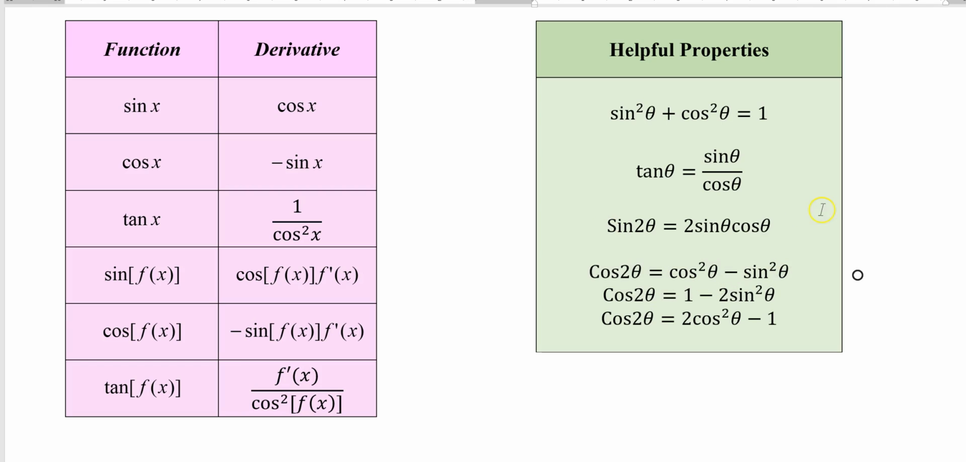This table over here has just some properties that we came across. So sine squared theta plus cos squared theta equals 1. That's your unit circle rule. Tan theta is sine over cos. That's a handy one to know.